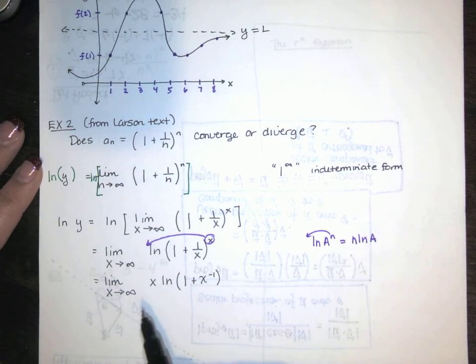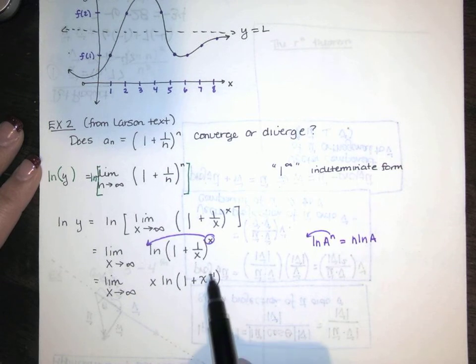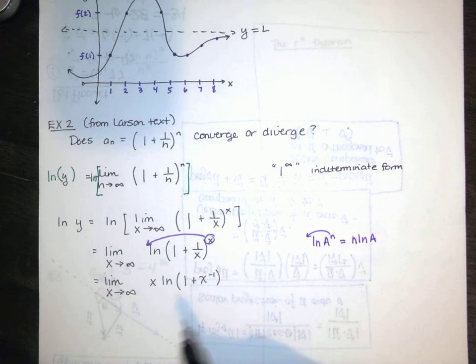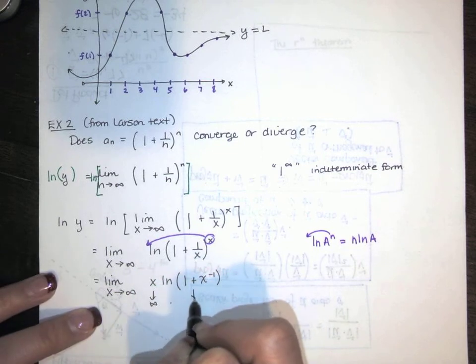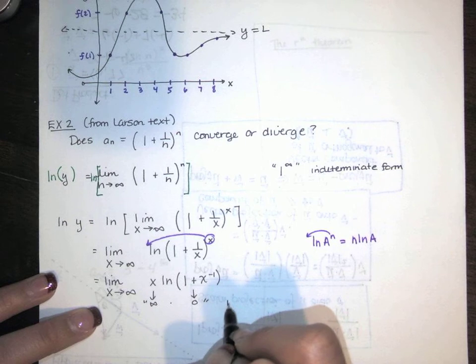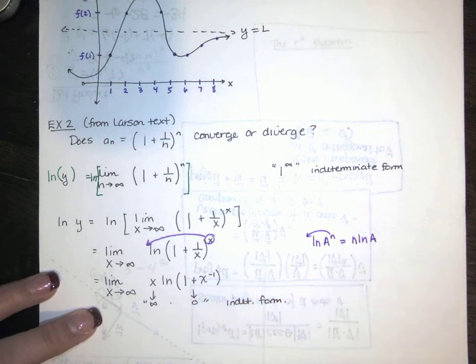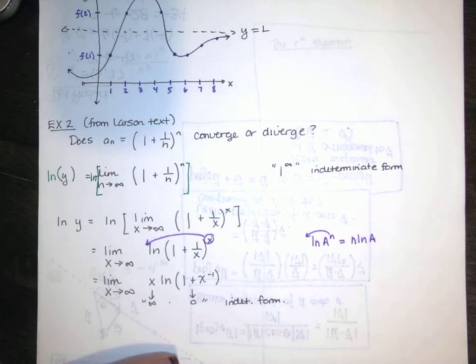Okay, so as x goes to infinity, this goes to infinity. As x goes to infinity, this guy goes to 0, and I get natural log of 1, which is also approaching 0. So this is an infinity times 0 indeterminate form. And that's another one that has to be handled with L'Hopital's rule. We're not quite ready for L'Hopital's rule yet, because in order to use L'Hopital's rule, remember we need an infinity over an infinity, or a 0 over 0.